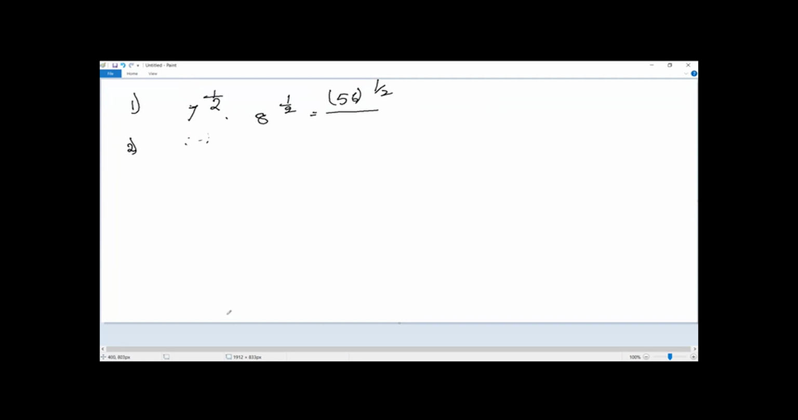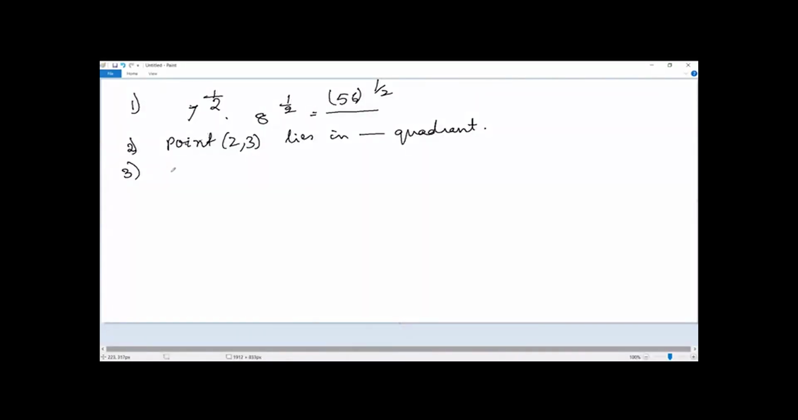Next question. Who is the next person? Point (2, 3) lies in dash quadrant. Next person is Akash. Akash, what's your answer? Tell me. First quadrant, ma'am. First quadrant, correct.